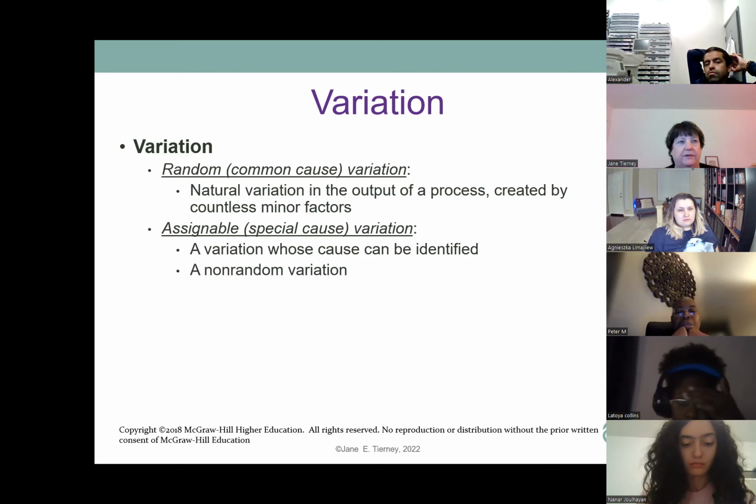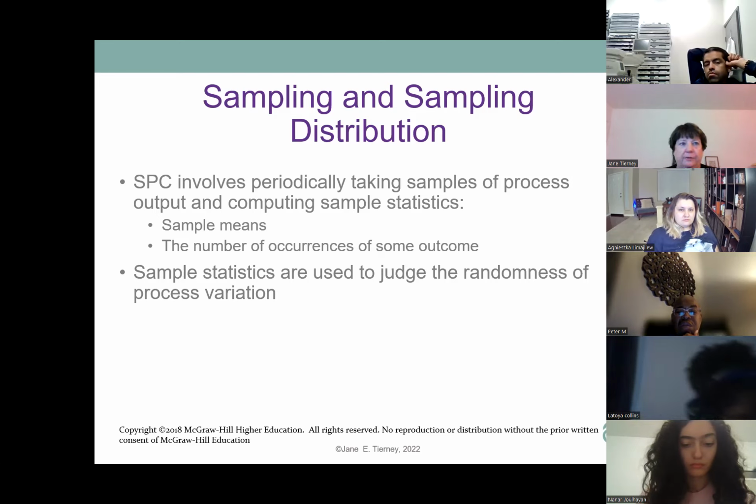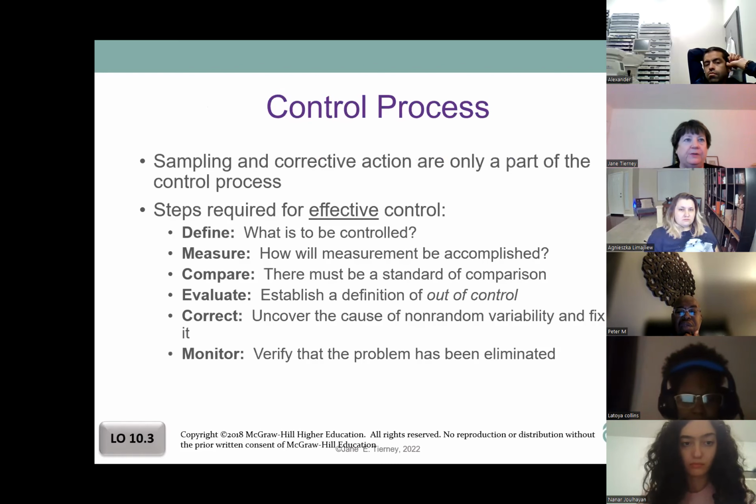So SPC, statistical process control, says we're going to take periodic samples of the output and compute these sample measurements statistically. We're going to look at the average of the samples. We're going to take some measurements and do the averages. And then we're going to look at how many occurrences we're getting that are either good or acceptable or bad in our rejects. So that's what we're going to do.